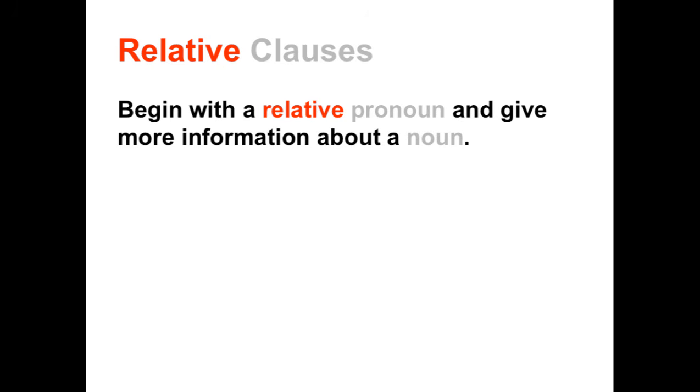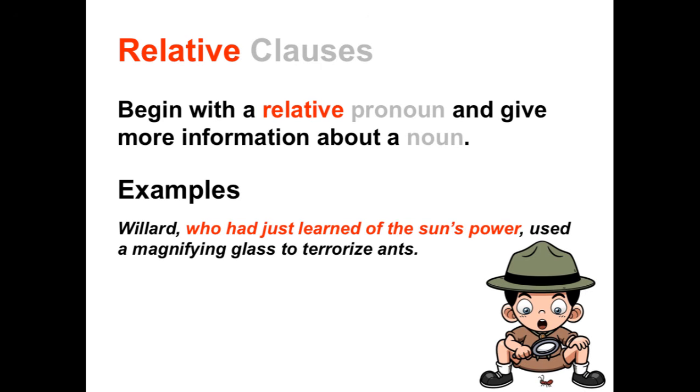Relative clauses begin with a relative pronoun and give readers and listeners more information about a noun. Here are some examples of relative clauses. Willard, who had just learned of the sun's power, used a magnifying glass to terrorize ants. Here, the relative pronoun who introduces the relative clause who had just learned of the sun's power, and this provides additional information about Willard.